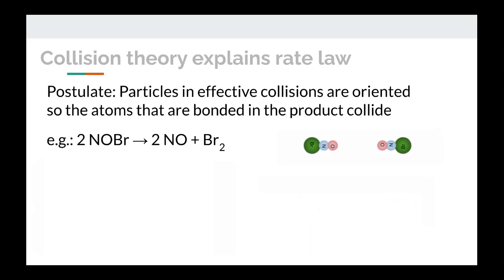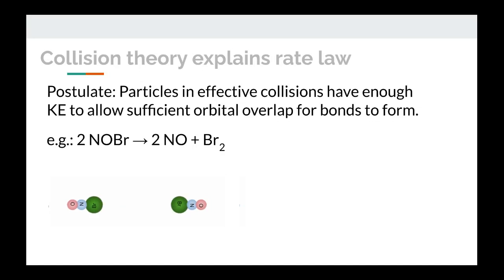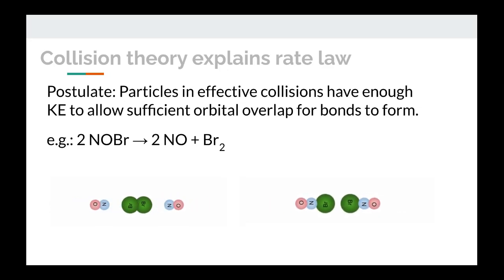This would be an example of an ineffective collision because the particles are oriented in such a way that the Brs never actually interact with each other, and so they can't bond. Here's another postulate. Particles that result in effective collisions, even if they're oriented properly, they have to have enough kinetic energy that when they come to a stop, the orbitals in the bonding atoms are going to be overlapped sufficiently for the bonds to form. So they can't just gently nudge each other. So the collision that we see here would be an effective collision because it has enough energy for the bonds to form. But this would result in the particles just bouncing off of each other because they don't collide with enough energy to force those bromines deeply into each other's orbitals, enough for bonds to form.